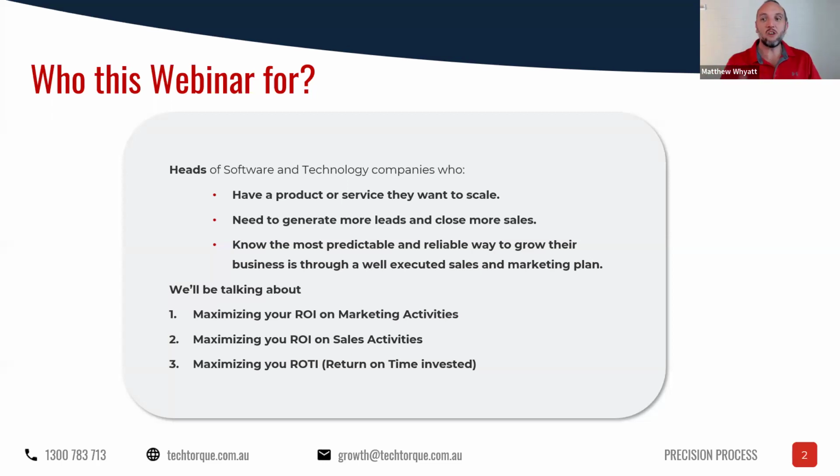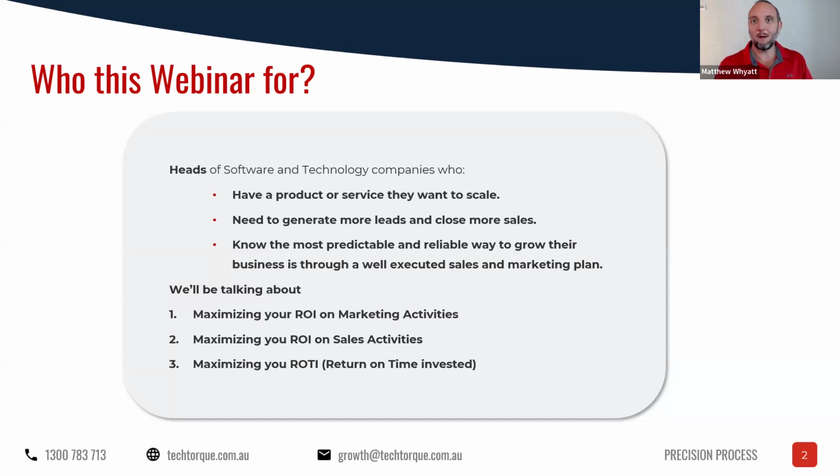So you need to generate more leads and close more sales, obviously. You know the most predictable and reliable way to grow your business is through a well-executed sales and marketing plan. If that's not a given for you, you might be in the wrong place, because you need to create a machine, like we talked about scale before. A machine that brings in sales and closes deals is the best way to grow your business, and the most predictable way. And then building that machine.